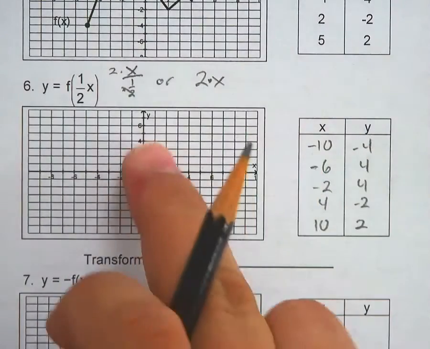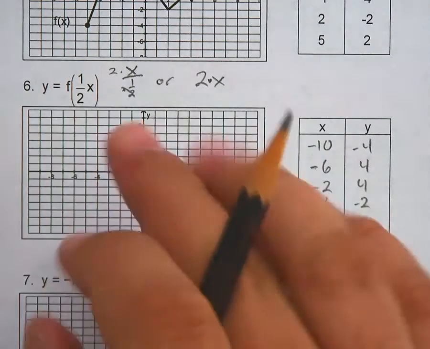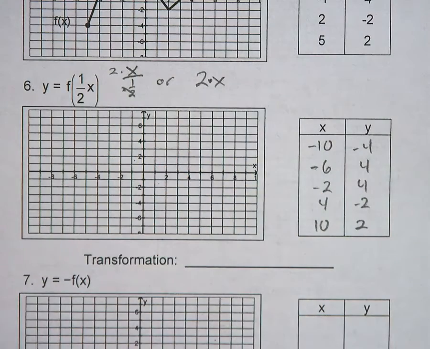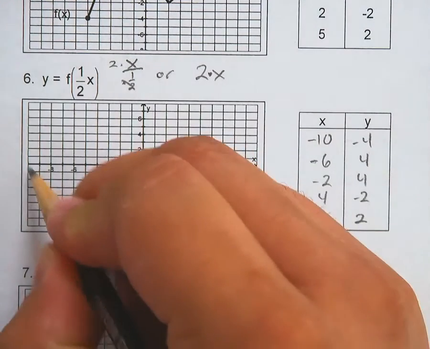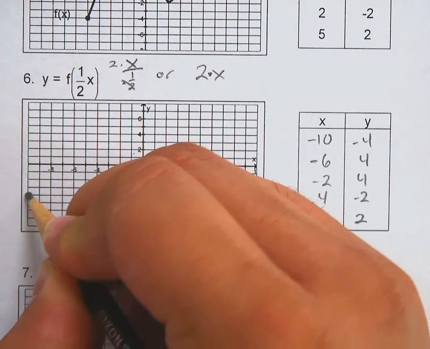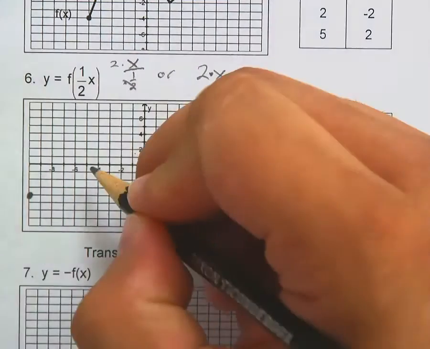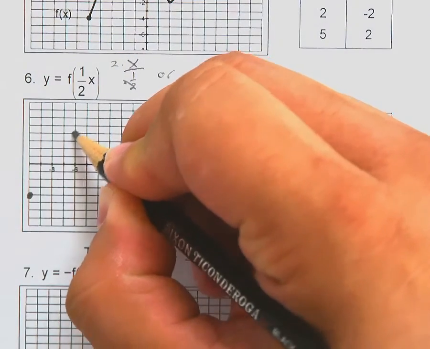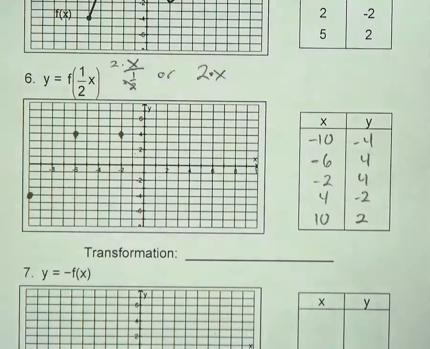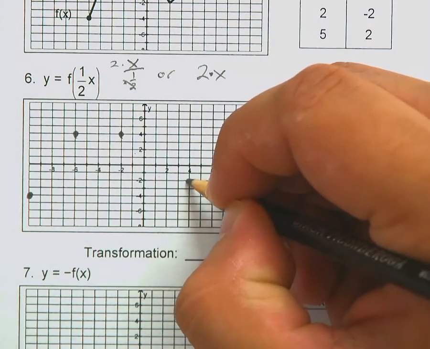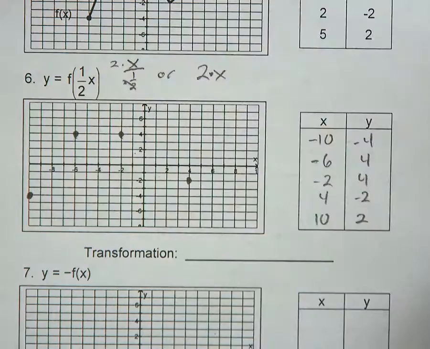Again, I know that this part is counterintuitive. Just remember, do the opposite of what's in the parentheses. Let's plot these points. -10, -4. -6, 4. -2, 4. 4, -2. And 10, 2.